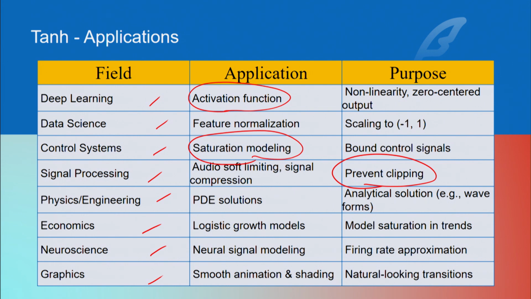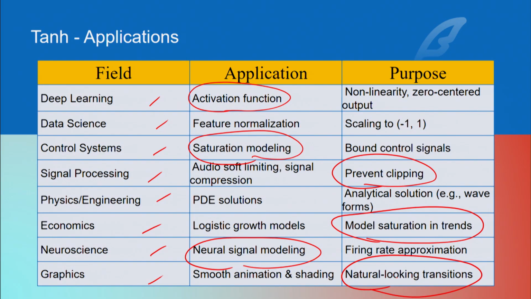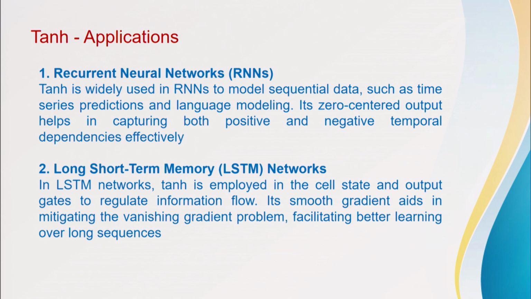Now, moving on to the other applications. In economics, there are logistic growth models, where you have to saturate, you have to follow the trends, or we need to develop a model which saturates the trends. In neural signal modeling applications, we need firing rate approximation, so the purpose of these functions is to find the rate approximation. And lastly, in graphical applications, with respect to animations, this helps us to see natural looking transitions. These are the various applications of Tanh.